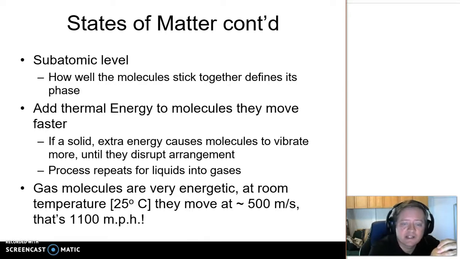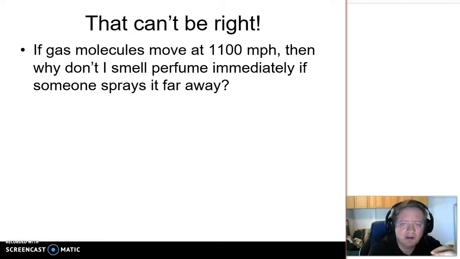Now, talking about gas molecules in the room, they are very energetic. To give you an idea, these molecules move at a speed of about 500 meters per second. That is around 1,100 miles an hour. So you might be thinking, well, jeepers, that's pretty high, and that can't be right.